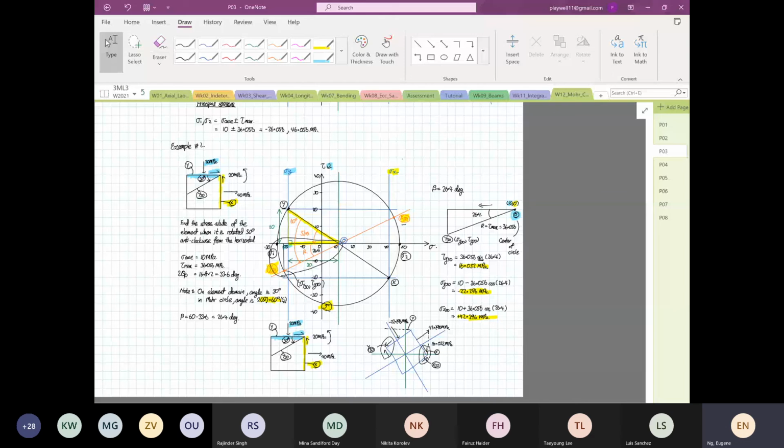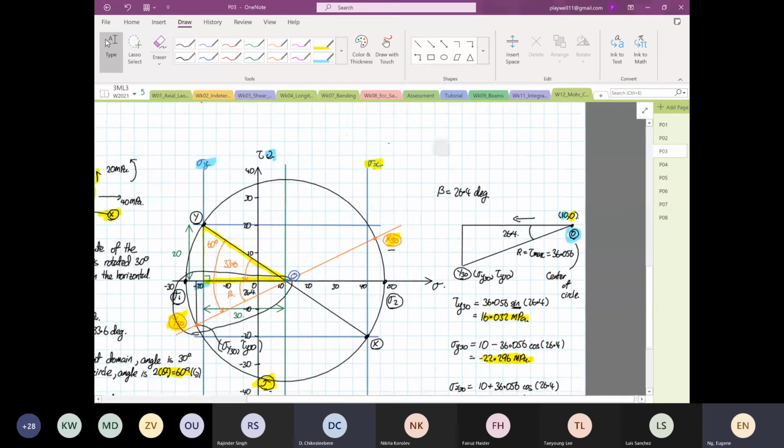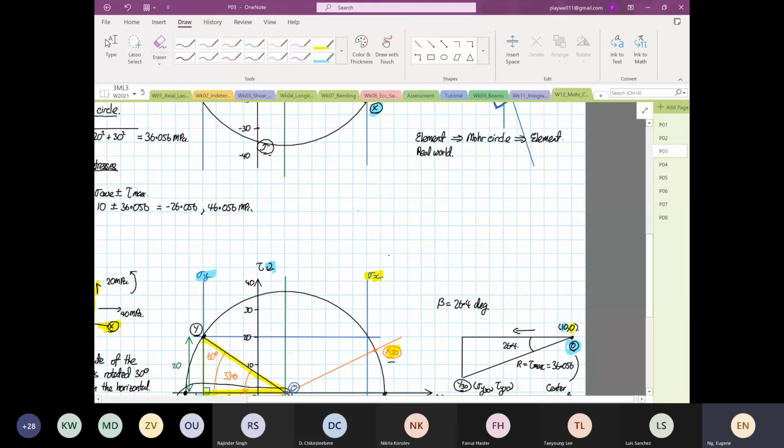Someone has a question, or we're okay? Professor, what does the 30 degree mean? Is it on the 30 degree plane? So 30 degrees is to let the element rotate by 30 degrees and see what the stress state is. For example, I'll give you an example. Now you have a structure like this, and this is where your element is.